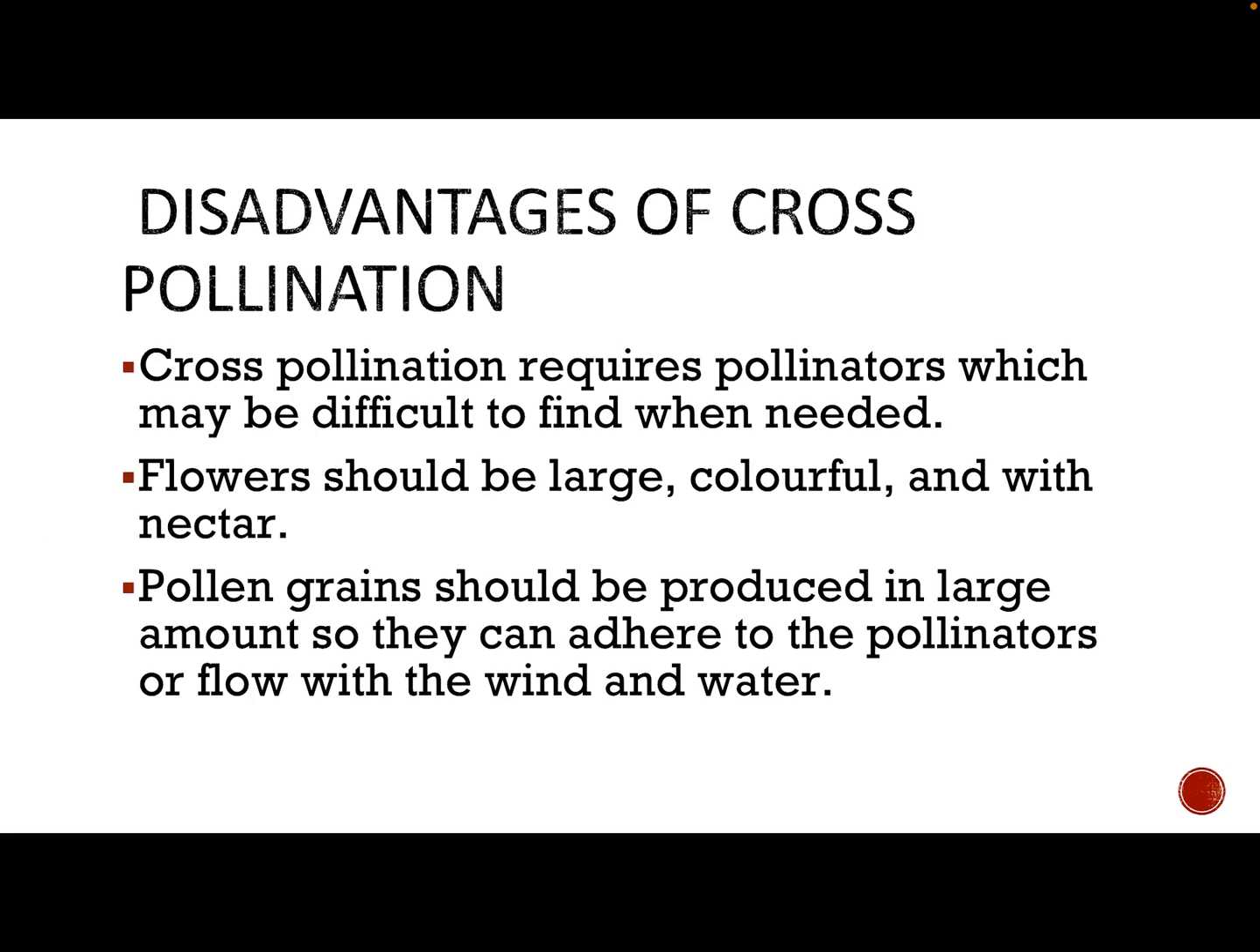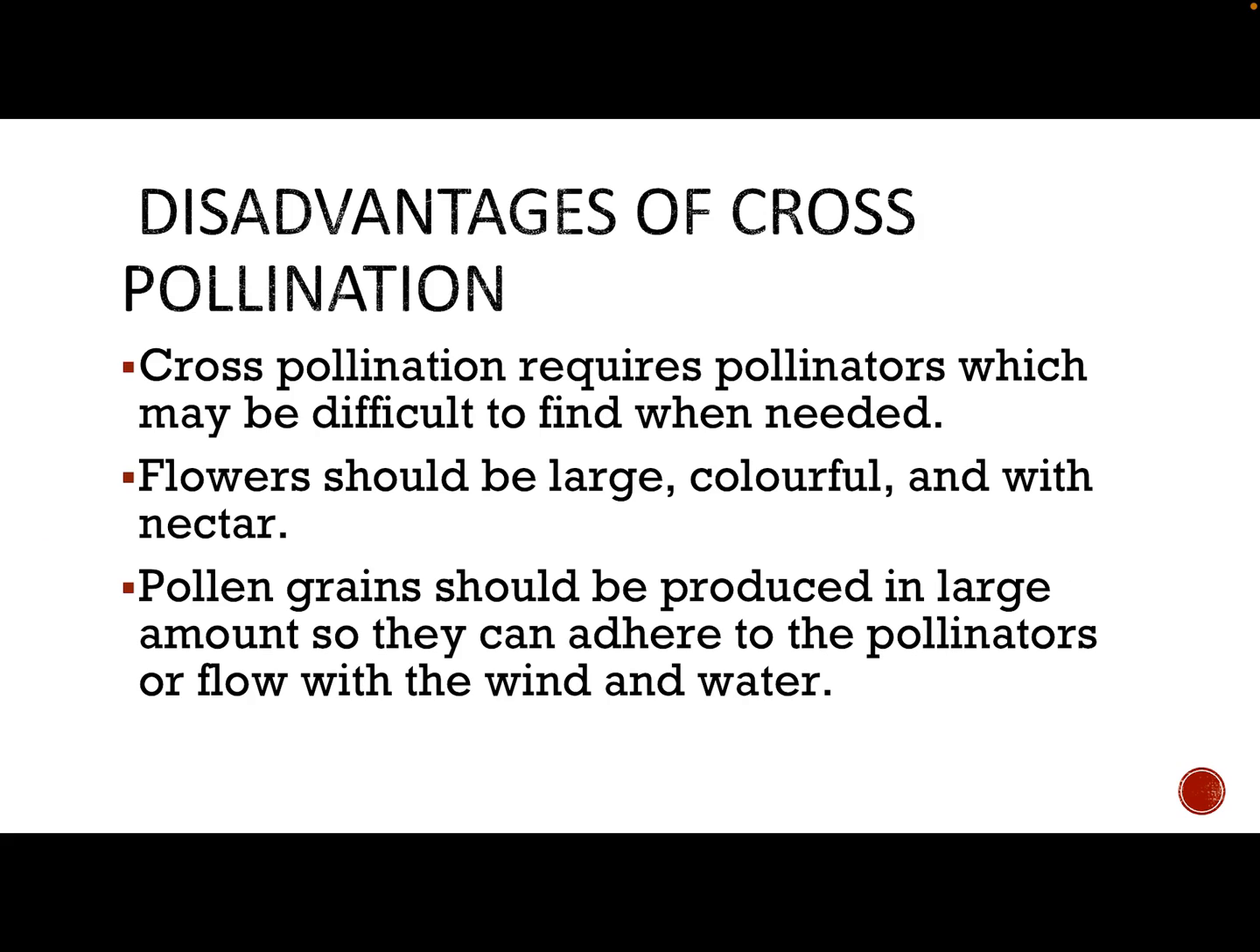Flowers should be large, colorful, and with nectar. Here, for attracting pollinators, the flowers should be large, colorful, showy, and with nectar. And this is not required in self pollination. There is no requirement of showiness, color, and nectar. Pollen grains should be produced in large amount. If they are wind pollinating, the pollen grains should be large in amount. And the structure of the anther will be of some special kind. I have explained this in my previous video.